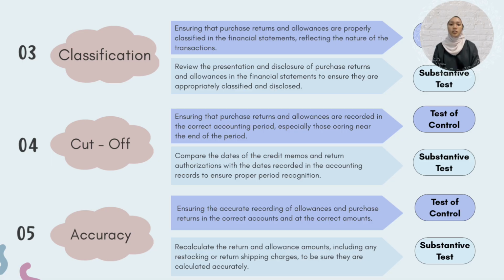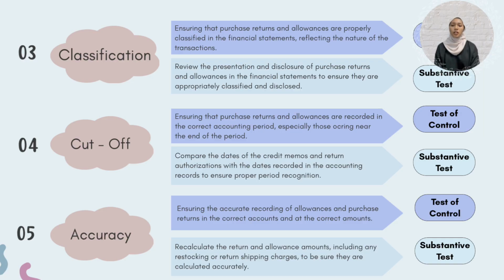There are three more key audit assertions for purchase return and allowance: classification, cut-off, and accuracy. Third is classification. As a test of control, ensuring that purchase returns and allowances are properly classified in the financial statements, reflecting the nature of the transaction. Substantive test: review the presentation and disclosure of purchase returns and allowances in the financial statements to ensure they are appropriately classified and disclosed.